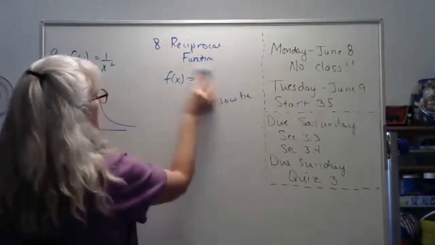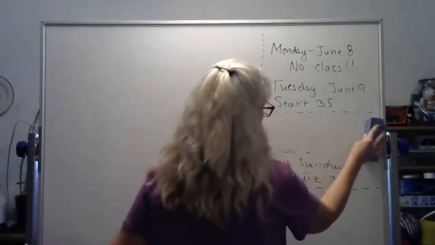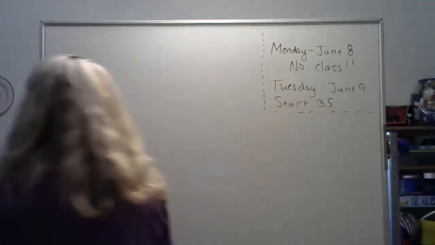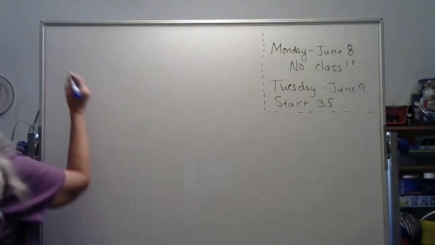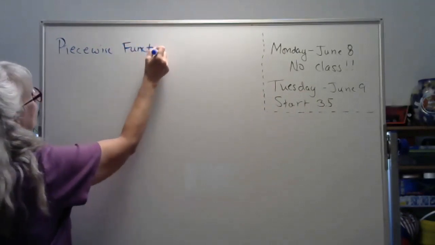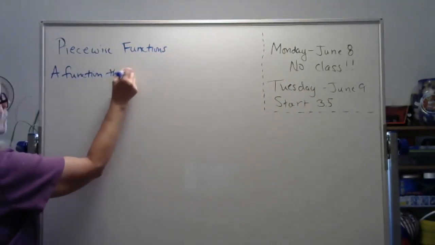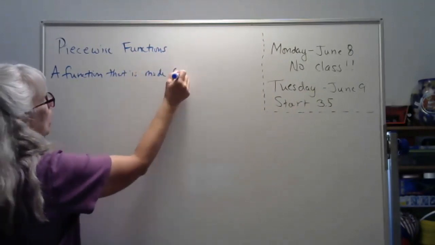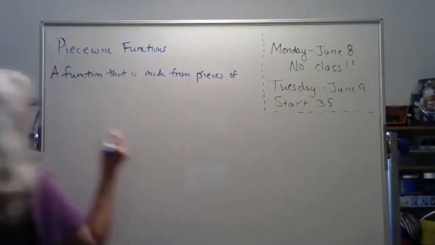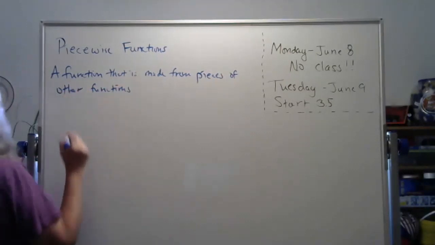And now we're going to go graph piecewise functions or talk about piecewise functions. So now that we have this toolbox of functions, we need to use the toolbox to graph piecewise functions. So basically, piecewise functions. So this is a function that is made from pieces of other functions. So it's basically made up of all kinds of different pieces.